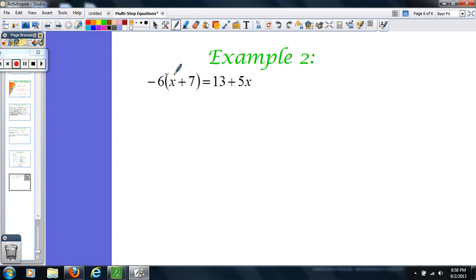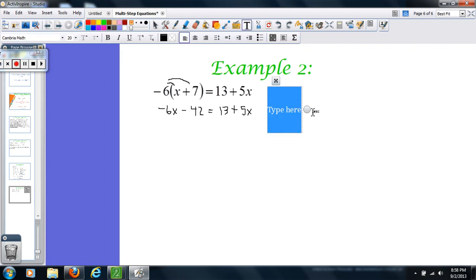All right, so let's start by distributing. We want to simplify the left side. We see that we have a variable over here and a variable over here, so we want to simplify both sides as much as we can first. So that's going to be negative 6x minus negative 6 times 7, which is minus 42, equals 13 plus 5x. And that was the distributive property.